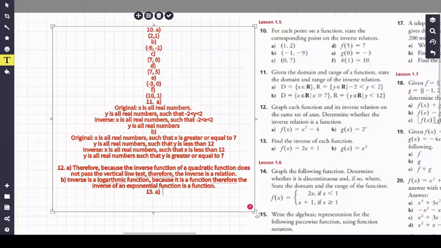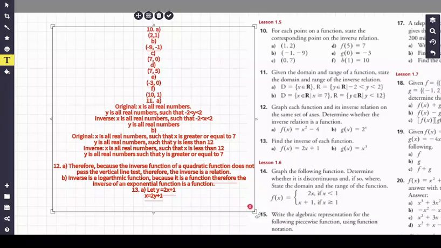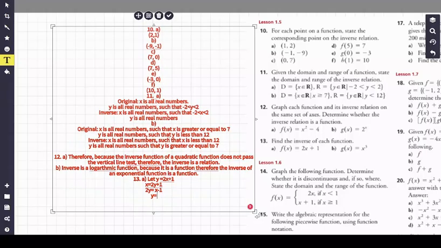x and y around. So let y equals 2x plus 1, because we can't use f of x, right? We can't use f of x. So let's just switch the position of x and y. So instead of that, we'll have x equals 2y plus 1. And now we isolate, so 2y equals x minus 1, and y equals 1 over 2 times x minus 1. Okay, and there we have that.